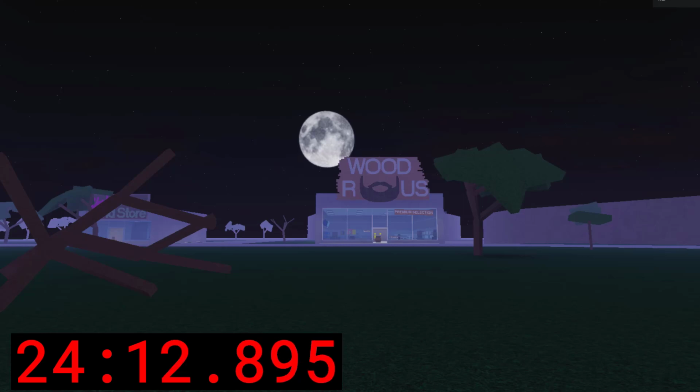And now, almost 24 and a quarter minutes in, looks like the moon is about to pass the top of the Wara sign again. In 3, 2, 1, boom. There's our final time. Now let's get to the math.